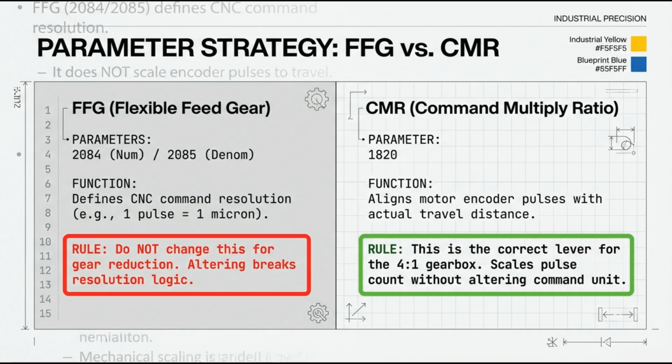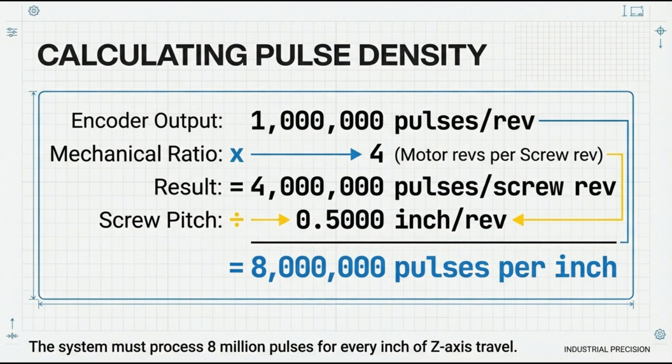For the parameter strategy, the flexible feed gear, FFG, defines the CNC command resolution and should not be changed for gear reduction. The CMR is the correct lever for the 4:1 gearbox as it scales the pulse count without altering the command unit. To calculate pulse density, we multiply the encoder output by the mechanical ratio. Then we divide this result by the screw pitch, which yields 8 million pulses per inch. The system must process this for every inch of Z-axis travel.